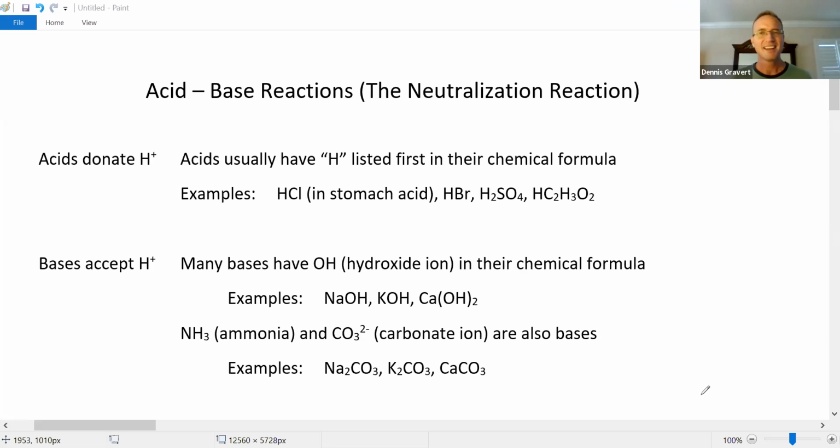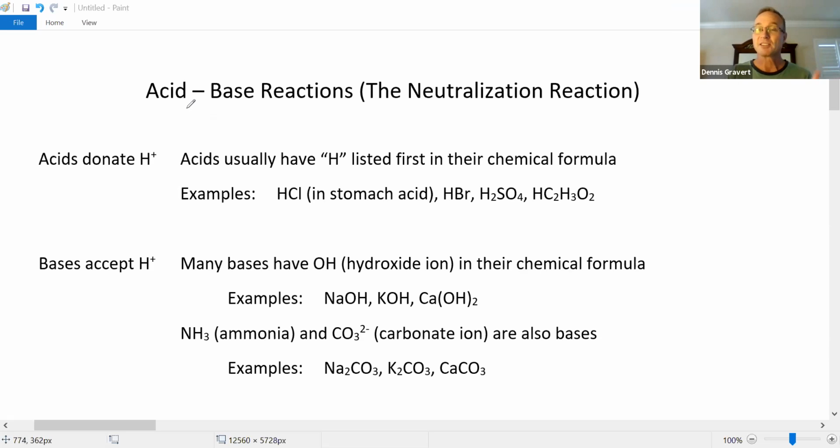Hydrogen cation. Hydrogen is the first element on the periodic table. It has one proton and one electron. And if it loses that one and only electron, you just have a naked proton. That's not even an atom. That's very reactive. And that is an acid, or actually the most important feature of an acid.